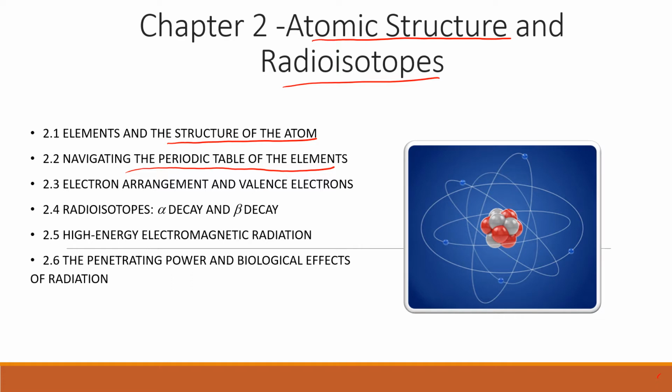And then we'll discuss how electrons are arranged in an atom. So we'll talk about electron arrangement and what are valence electrons. And in the second half of this chapter, we'll discuss radioisotopes. We'll talk about what is radioactivity, and in that section we'll learn about what is alpha particle decay and what is beta particle decay. And then we'll discuss what is high energy electromagnetic radiation, and we'll learn about the penetrating power and biological effects of radiations.